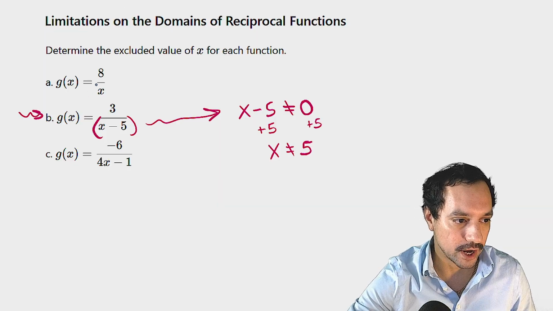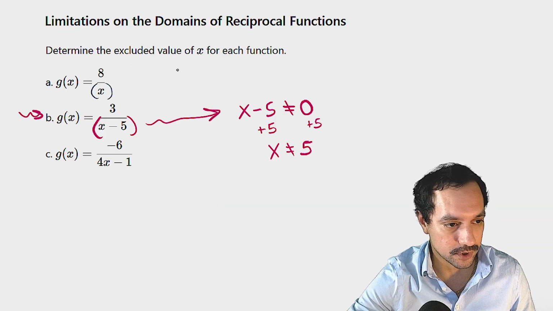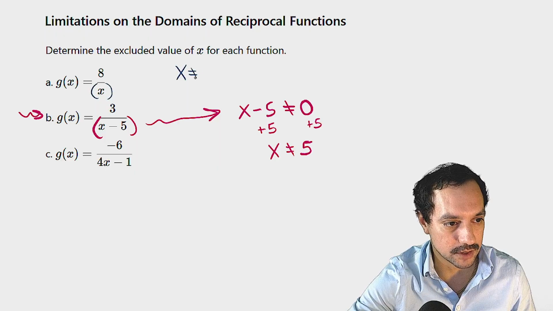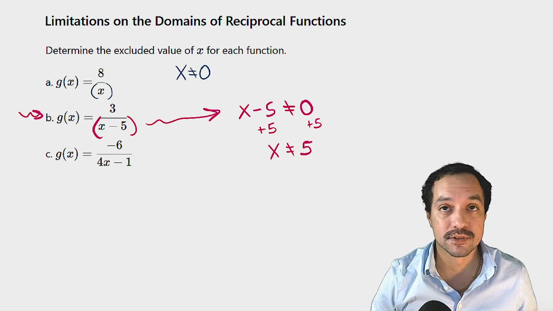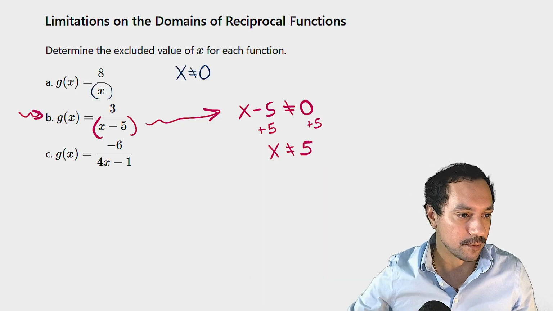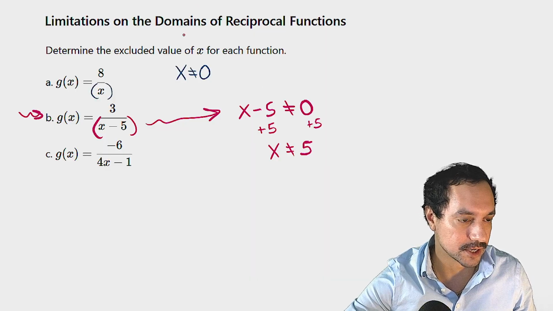Let's go ahead, we'll go back and do that first one now. So this first one, not really any work to it. We're just going to go ahead and off the bat say that x can't be 0. And then for the last one, same kind of idea.